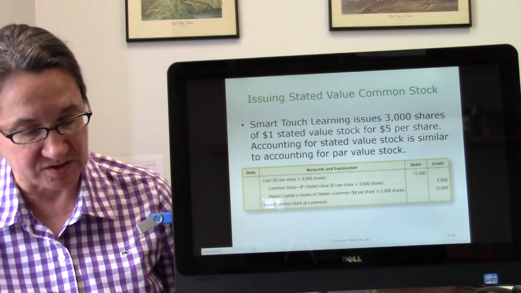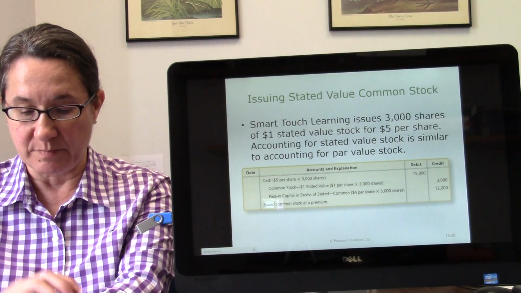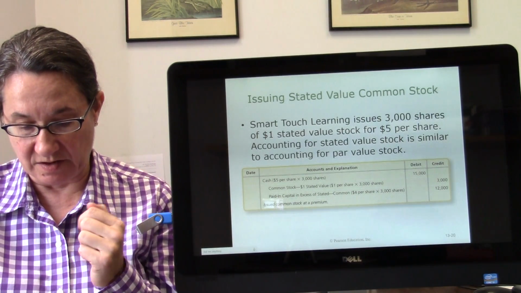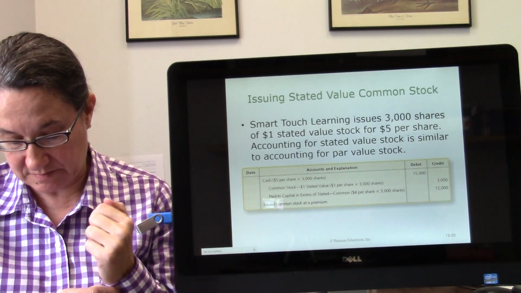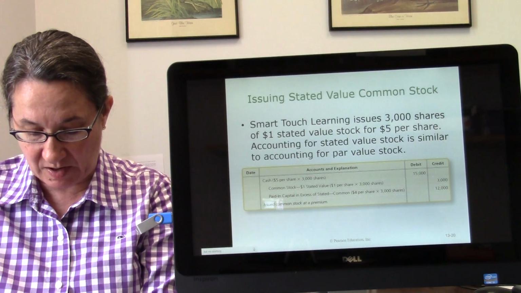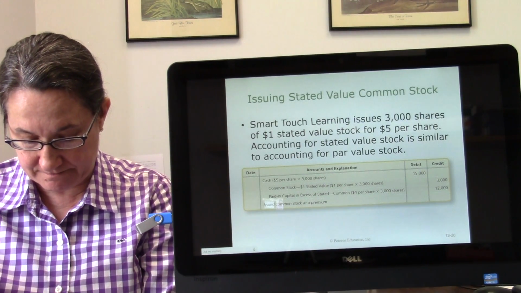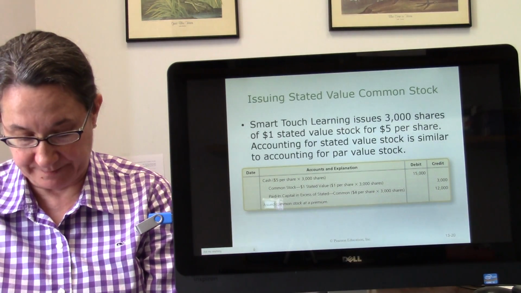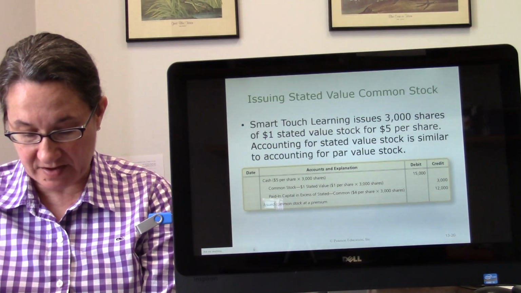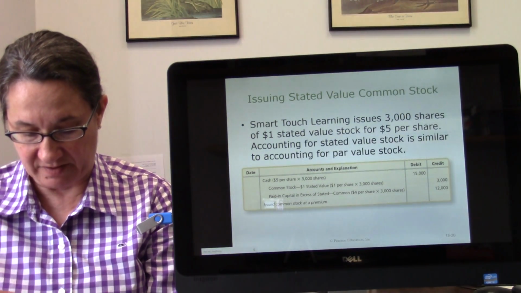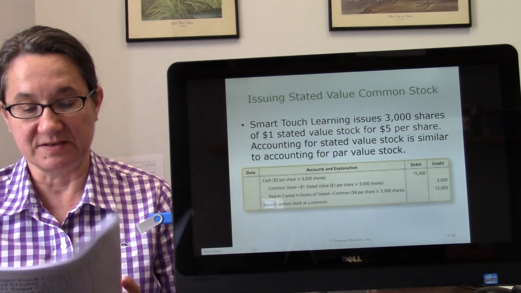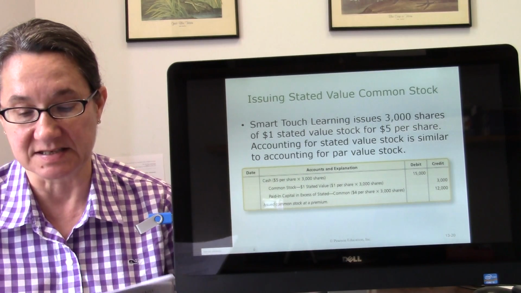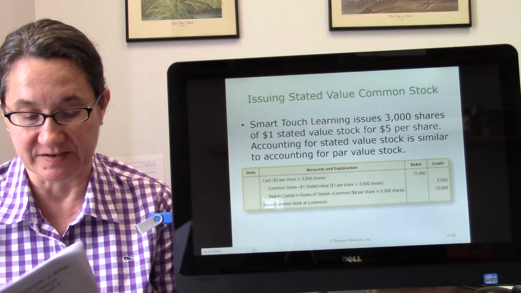And of course, our other choice besides par value stock and no par value stock, we can have what's called stated value. It's pretty much like par, except they use the account paid in capital in excess of stated value. That's about it. So, accounting for stated value common stock is almost identical to accounting for par value stock. The only difference is that stated value stock uses an account titled paid in capital in excess of stated to record amounts received above the stated value.